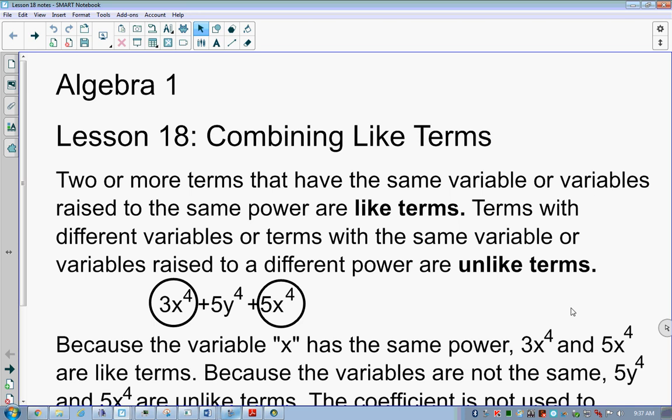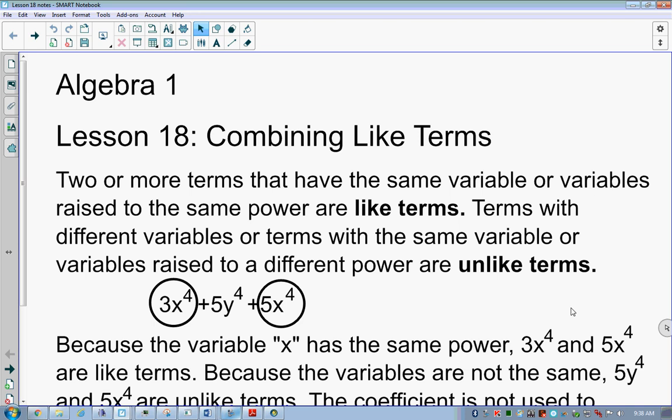Two or more terms that have the same variable or variables raised to the same power are like terms. Just because I have 3x squared plus 3x to the third, I can't combine those. They don't have the same exponent, okay? If they're different variables with the same exponent, it doesn't matter, okay? The things that I can combine in what we see down here are 3x to the fourth and 5x to the fourth. Okay, I can't combine 5y to the fourth plus anything.